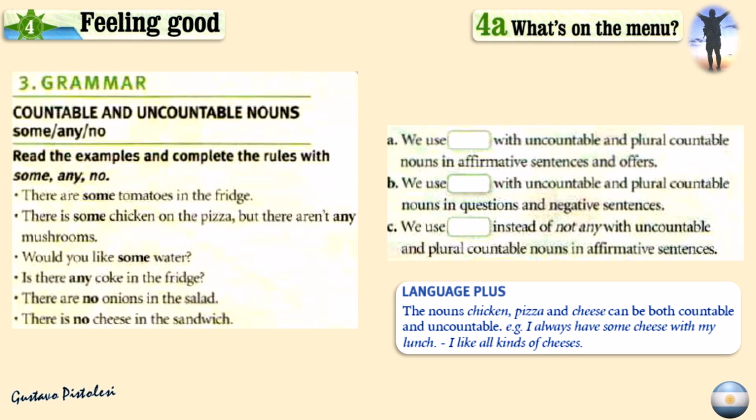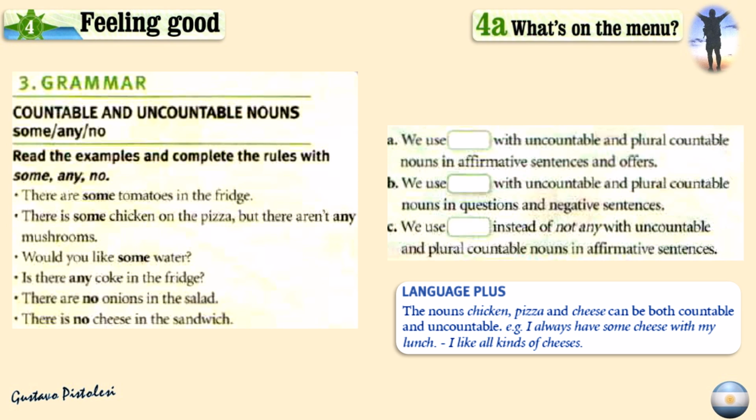3. Grammar. Countable and uncountable nouns. Some, any, no. Read the examples and complete the rules with some, any, no. There are some tomatoes in the fridge. There is some chicken on the pizza, but there aren't any mushrooms. Would you like some water? Is there any Coke in the fridge? There are no onions in the salad. There is no cheese in the sandwich.